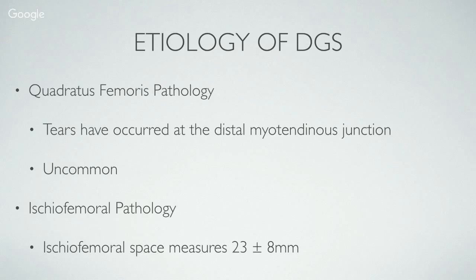The ischiofemoral pathology. So the normal ischiofemoral space is about 23 millimeters. When it gets down to about 13 millimeters, that's when you start to see entrapment of the sciatic nerve. It's also related to swelling of the quadratus femoris and also subsequent sciatic nerve irritation. Imaging will show either atrophy or edema in the quadratus femoris.